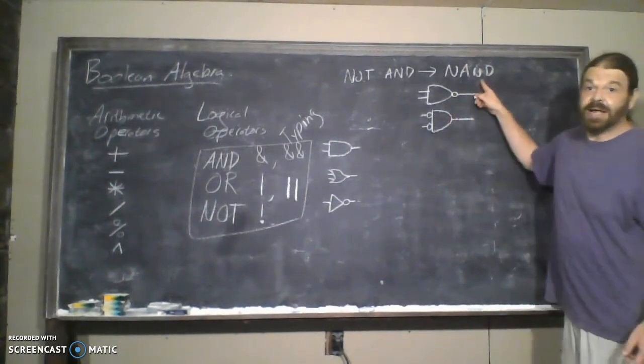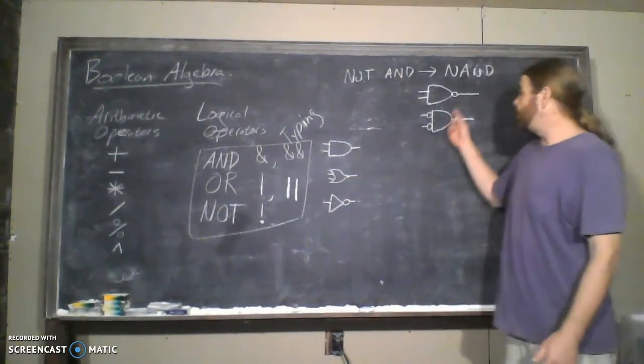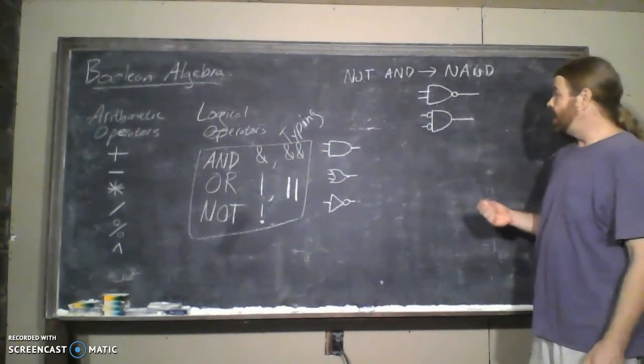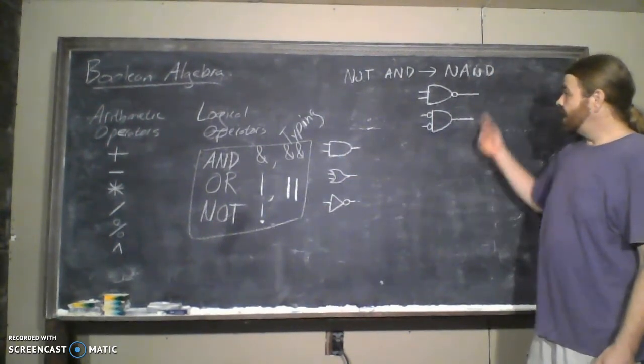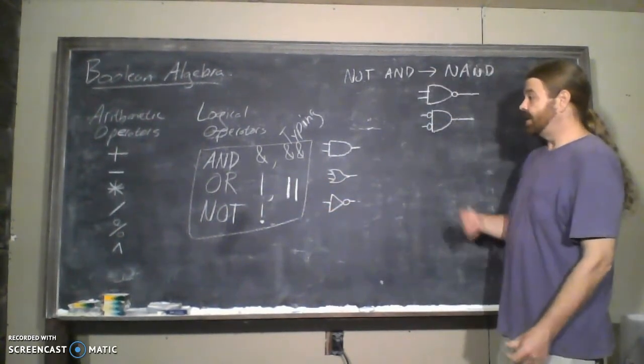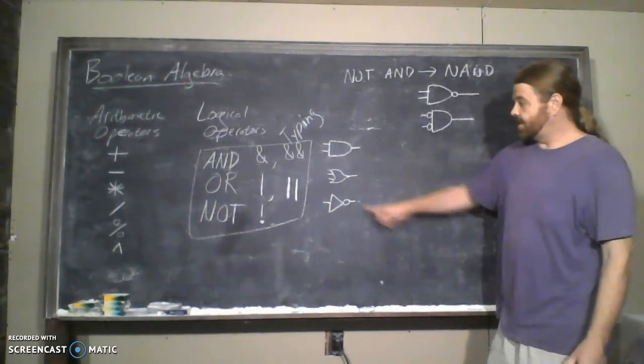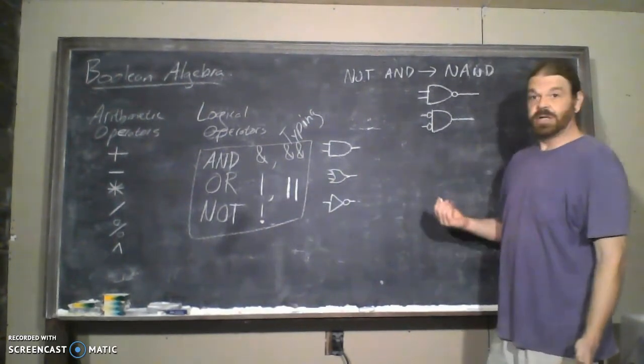Both of those would be NAND, which is not AND. And a similar thing for NOR. We can put the dot on either side. But we can combine those operations, NOT and OR. So those symbols you want to include.